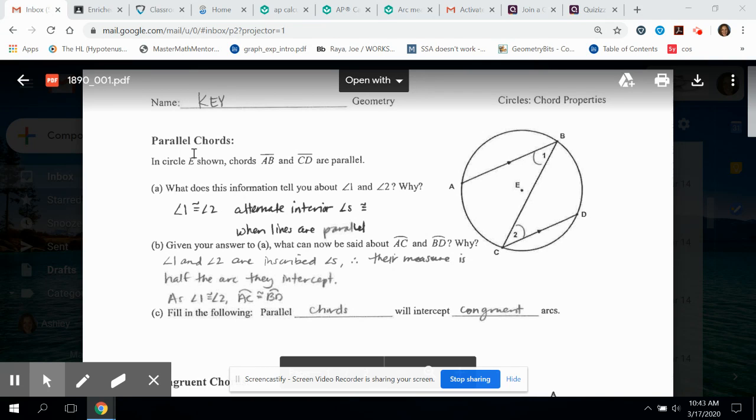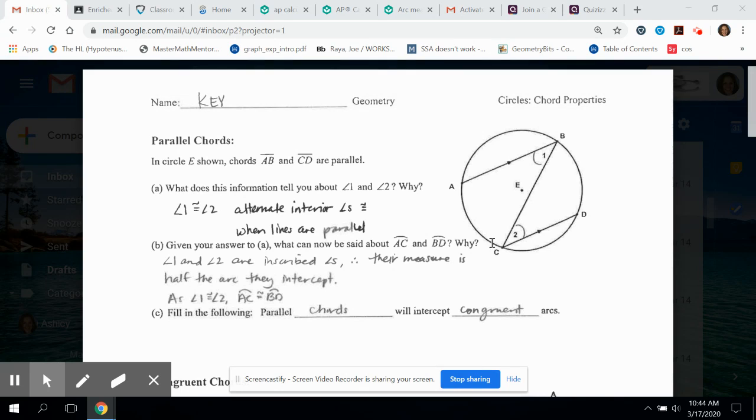For this first example, they're telling you that chords AB and CD are parallel. So we know a chord is a segment within a circle. It's 2 points on the circle. If you have parallel lines, you guys are excellent at knowing alternate interior angles are congruent. So I wrote that down here. But then there's also something else going on.